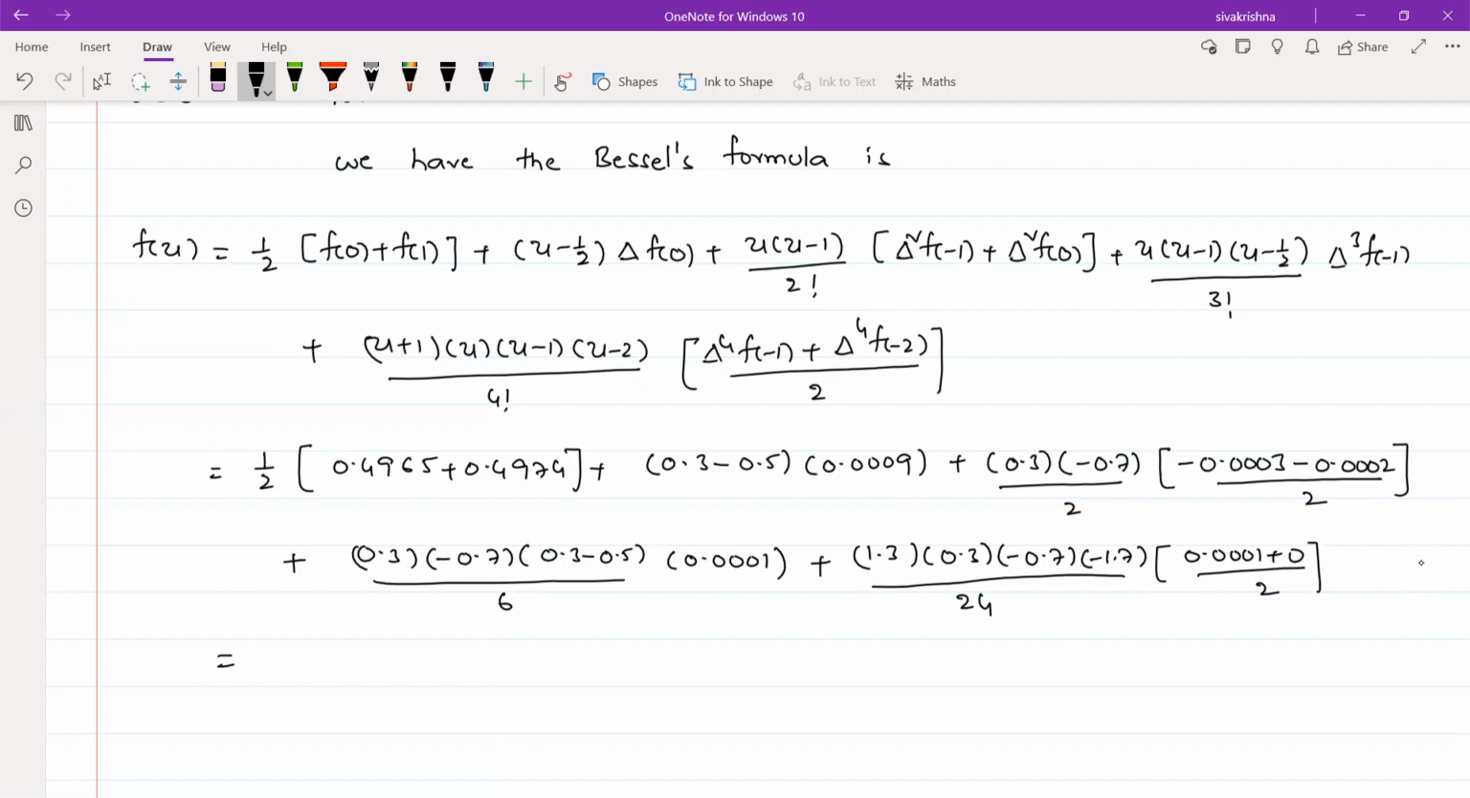On simplification we get the value of f of 2.73 is equal to 0.49679. This is the value of f of 2.73 by using Bessel's formula.